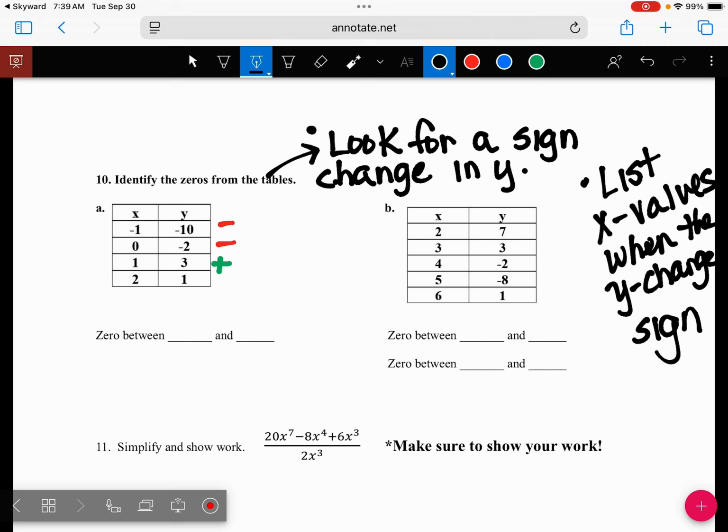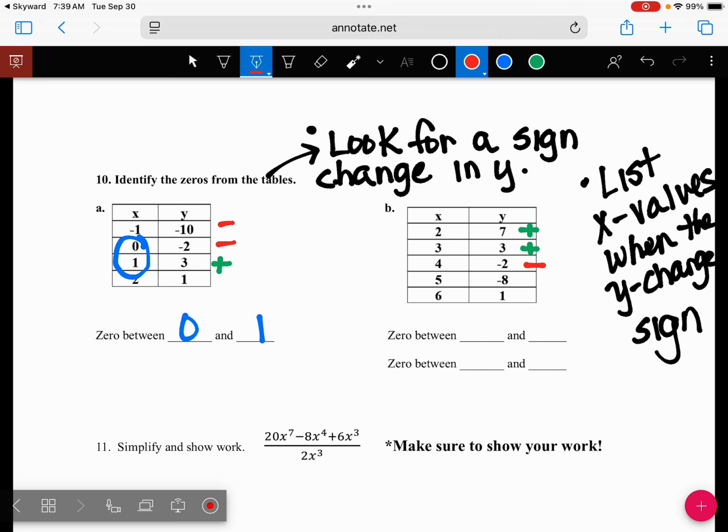Sign. So notice that right here, it changed from a negative to a positive. What would be my x values? 0 and 1 right here. That's what you're going to give me, the 0 and the 1. The last one, we have a positive, but this one must have 2 sign changes, which is why we have 2. We have positive, and then we become negative.